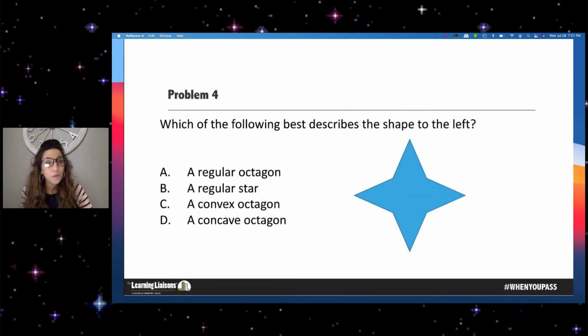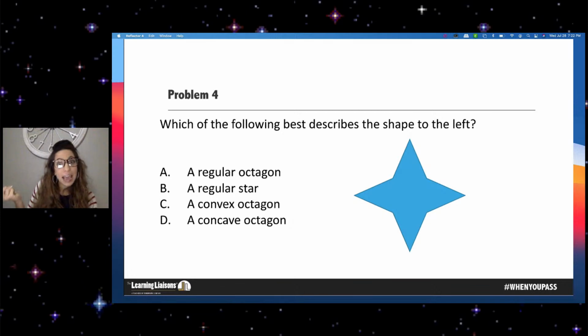This is a pretty straightforward question. It's about shapes. Which of the following best describes the shape to the left? That's actually the shape below, but, you know, minor details. So we've got a regular octagon, a regular star, a convex octagon, or a concave octagon. So this does look like a star, kind of, but when they're asking for a description of a shape, it's important that we use geometry terms.